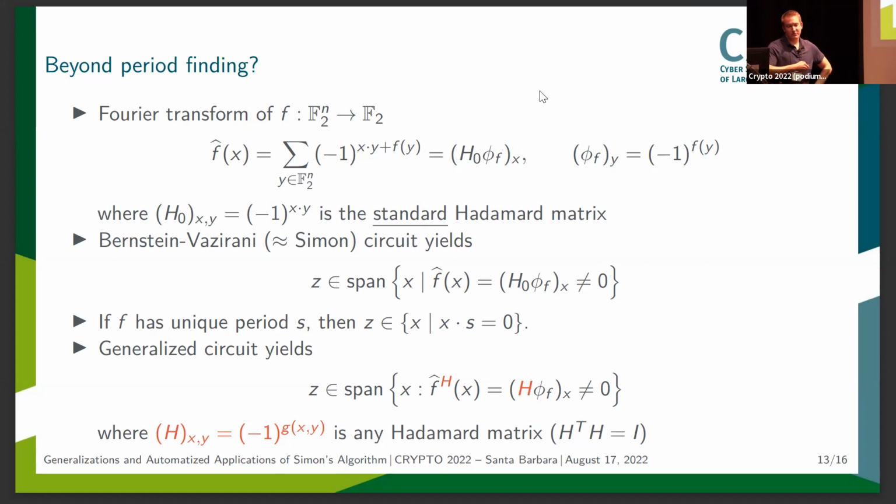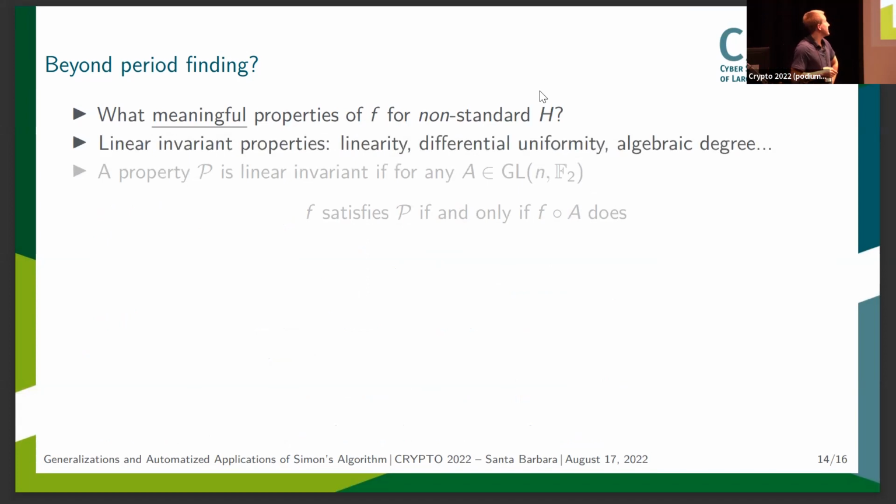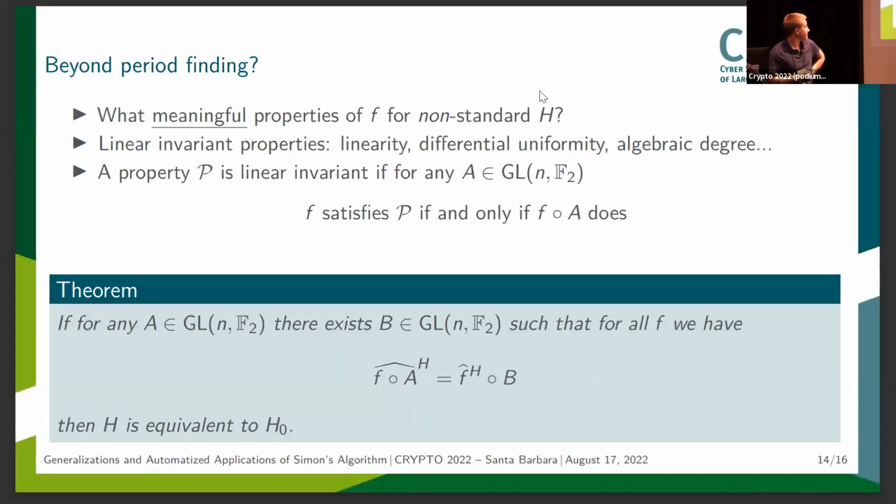And now the question is what meaningful properties of f we could catch with such a non-standard Hadamard matrix. And especially we are interested in whether we could find out something about linear invariant properties, because in symmetric cryptanalysis, most of the interesting properties, like linearity, differential uniformity, and the algebraic degree, are all linear invariant. And this means that for any invertible matrix A, F satisfies this property if and only if F after A does.